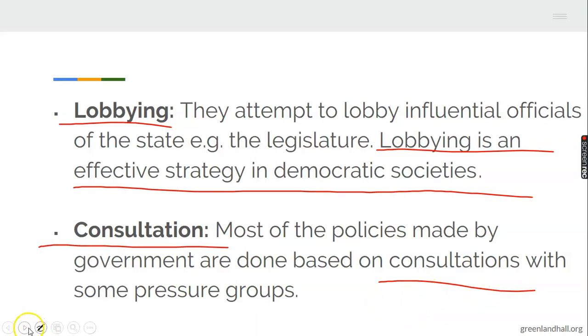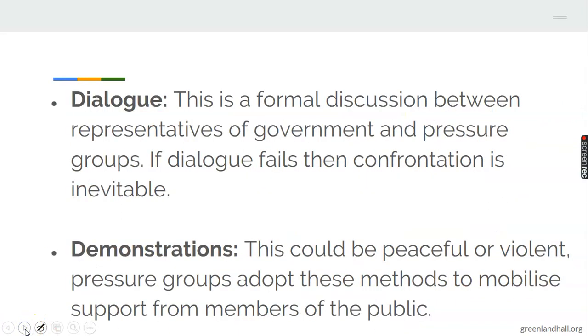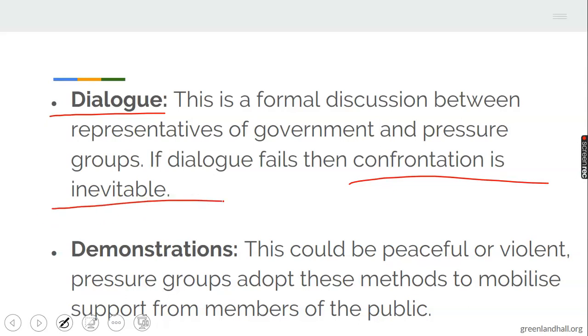Another strategy, dialogue. That is one-on-one discussion, and the formal one between the representatives of government and pressure groups. And if dialogue fails, then confrontation is inevitable.